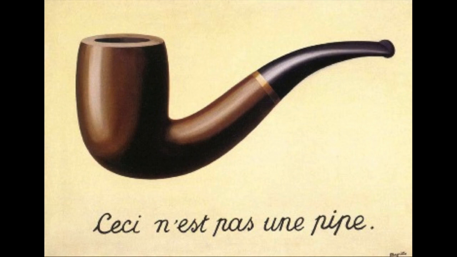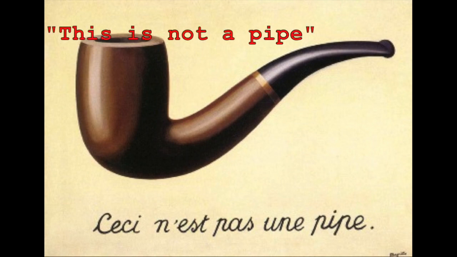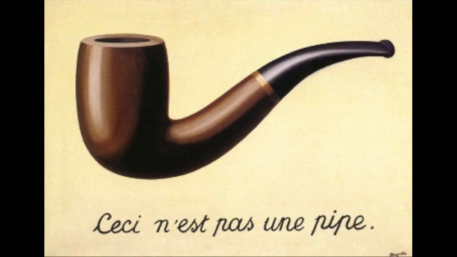Now, what's interesting about this painting is not necessarily the painting itself, but the words underneath it that make the painting a lot more powerful. Now, this is written in French, but in English it says, "This is not a pipe." Okay? And so you're probably thinking, if it's not a pipe, then what is it?